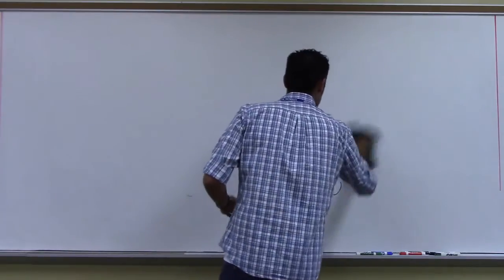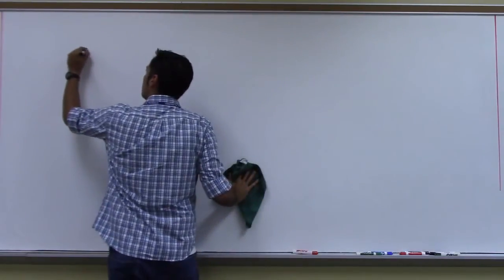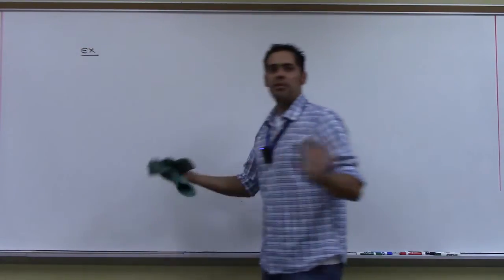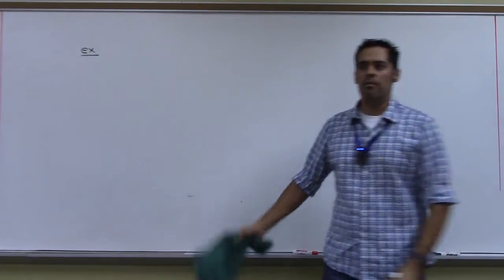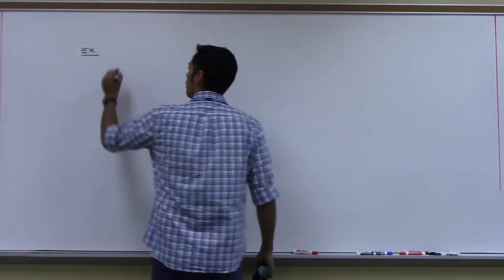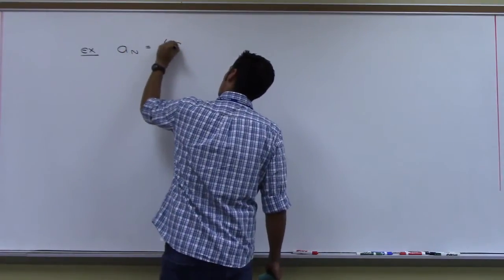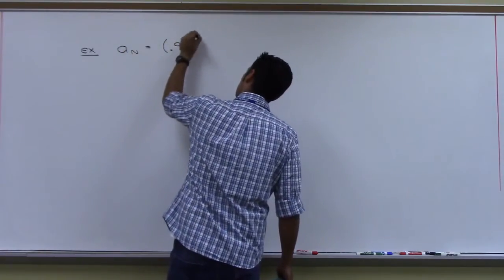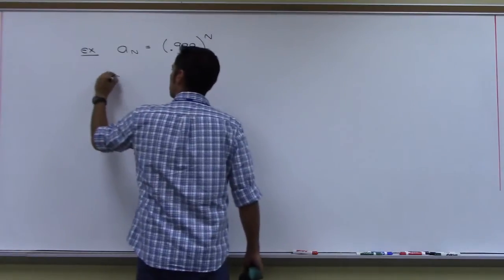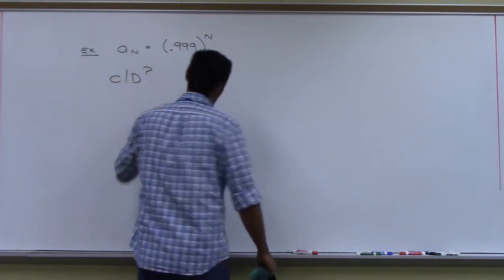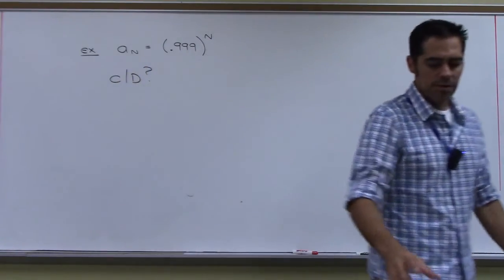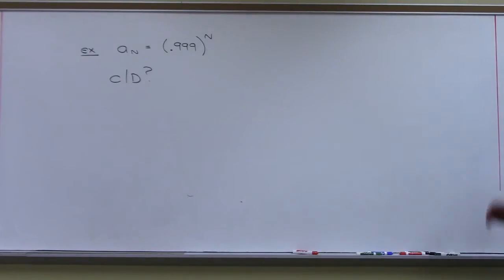Let's do another one. Now, I'm not telling you that you have to use squeeze theorem anymore. I just want to know if this converges or diverges. a sub n equals 0.999 to the n. Converge or diverge? What is your gut telling you here? Diverge? Okay. Any convergers out there?